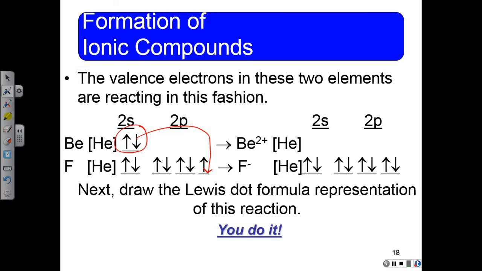If beryllium wants to give up 2, it's not going to give up just 1 and be left with 1 in its shell. And fluorine wants to gain 1, not 2. So what do you think is going to happen? Exactly. You're going to end up with, so here's the p orbital of another fluorine here.